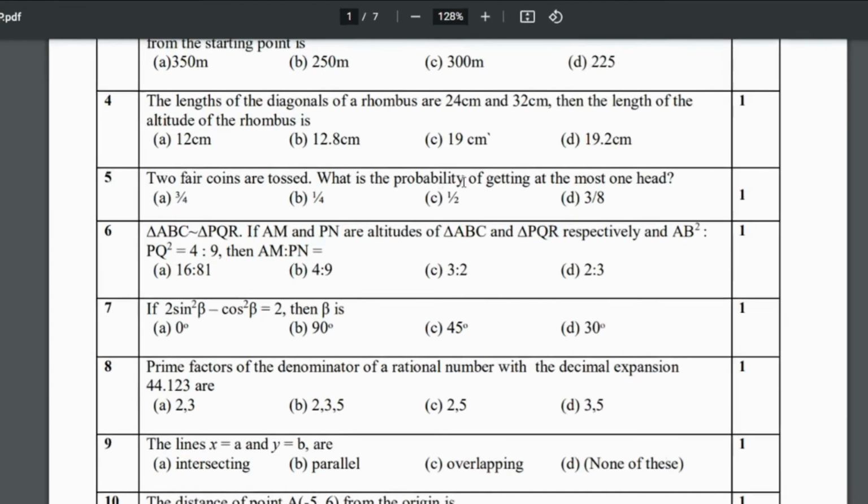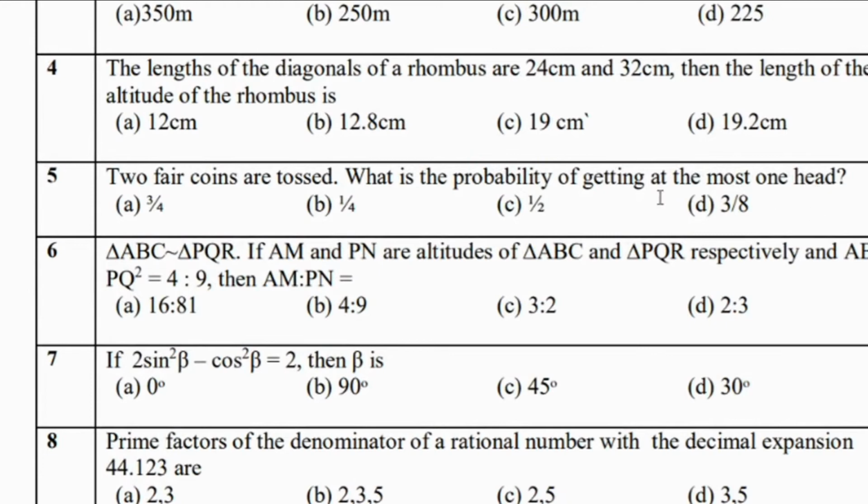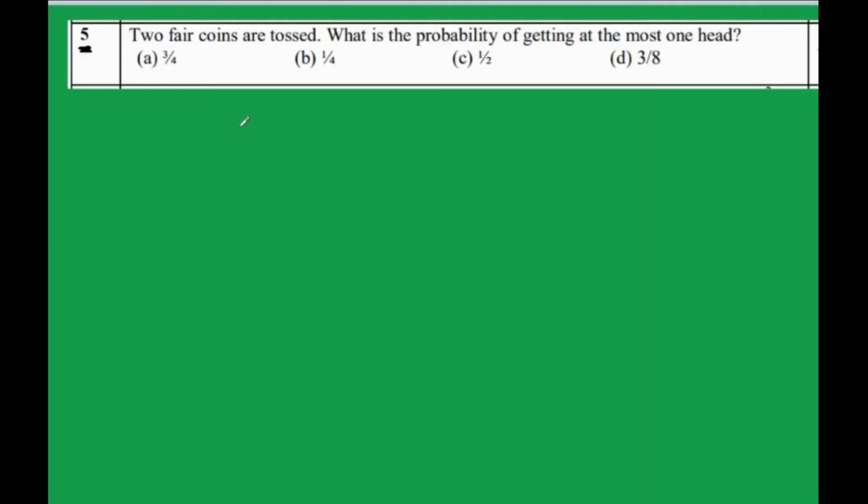Fifth question, two fair coins are tossed. What is the probability of getting at the most one head? We know when two coins are tossed, there will be total four possibilities. The possibilities are head head, head tail, tail head, and tail tail. So out of it, at the most one head will be this option, and this option. So favorable outcomes are three, total possible outcomes are four. So probability of getting at most one head will be 3 by 4. So correct option for fifth question is A, 3 by 4.